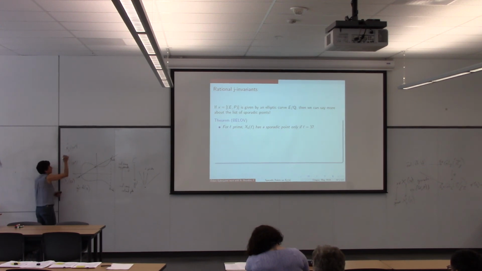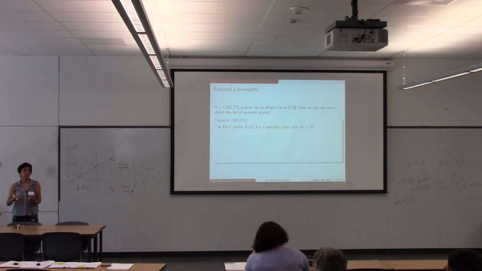So all these points that are mapping here will have the same j-invariant, but at each level here you will get a sporadic point. So you may actually get a tower of sporadic points with the same j-invariant, and that will give you infinitely many of them. We don't know if that actually happens or not, but it could. That's why we can just say that the set of j-invariants is finite, but we can't necessarily say that the set of sporadic points is finite.